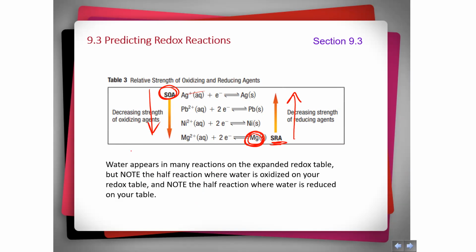Water shows up a lot in all of those reactions, but there is only one half reaction where water is oxidized, and there is only one half reaction where water is reduced. And I have listed them both on that table, and they're marked with a star or a line. So that's important when you're trying to predict if a reaction is going to take place.